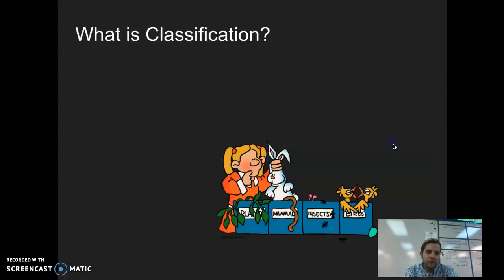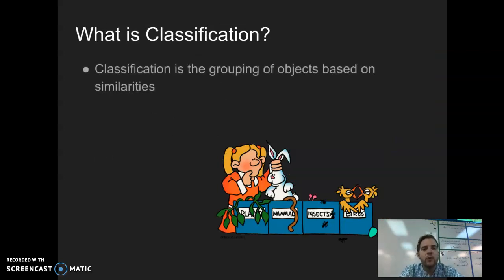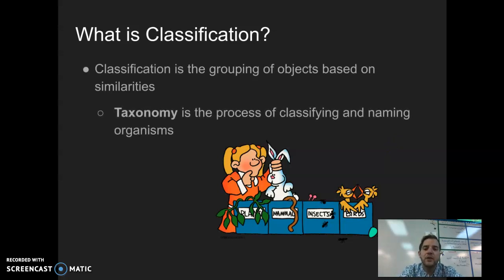So moving on from evolution, we get into classification. Classification is when we group organisms or objects based on their similarities, and specifically taxonomy is the process of doing this for organisms, animals in particular, but organisms. So taxonomy is how we classify organisms.